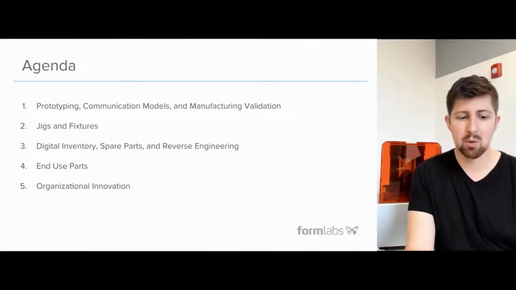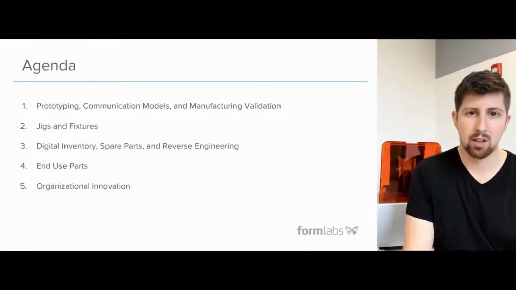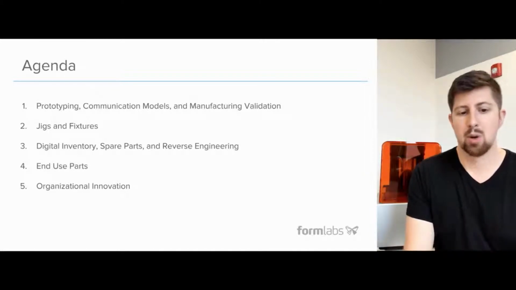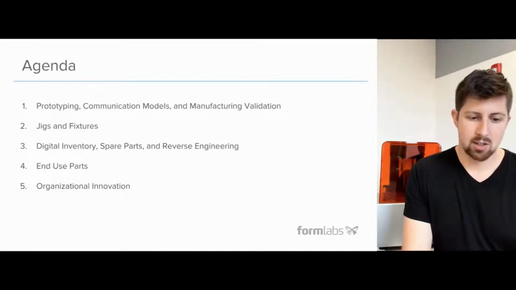So the agenda today, we'll be talking about these 5 categories of how additive technology is used in manufacturing: prototyping, communications, and manufacturing validation; jigs and fixtures; then digital inventory, spare parts and reverse engineering; end-use parts; and organizational innovation.